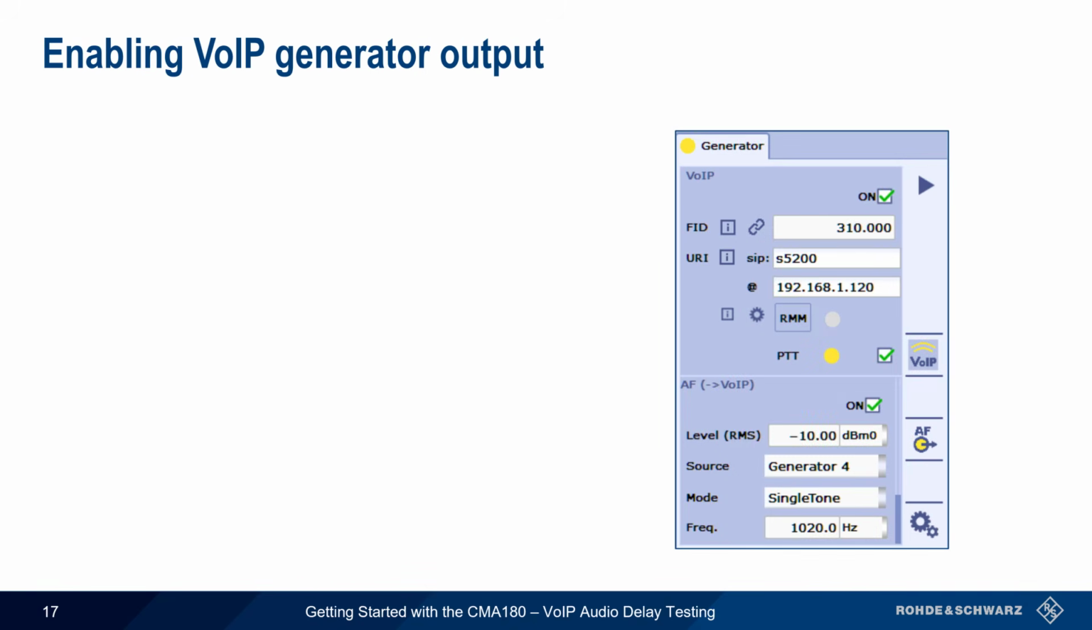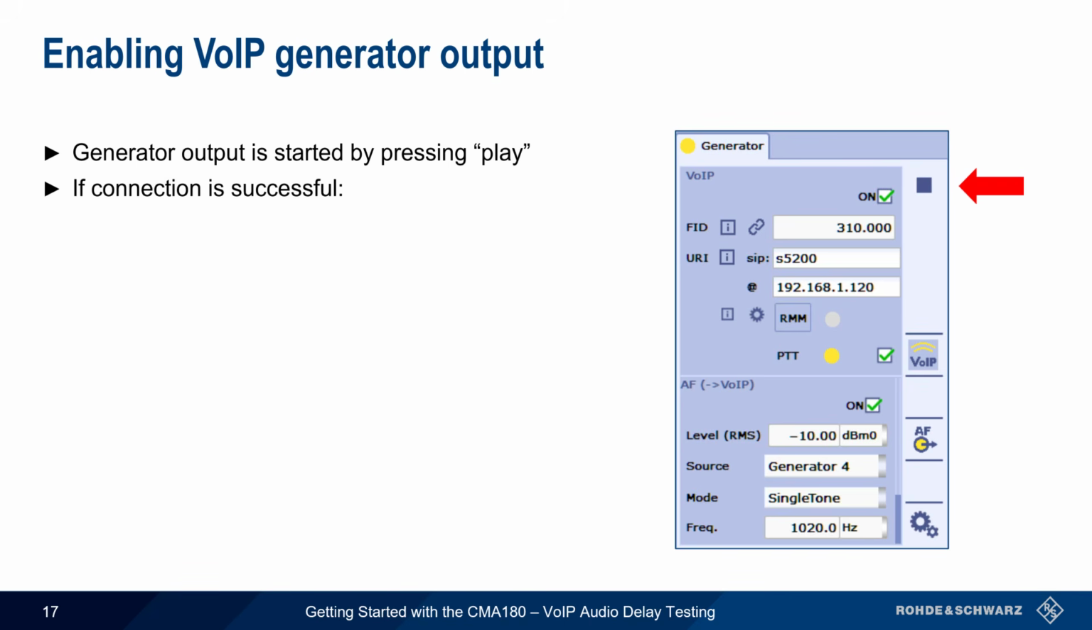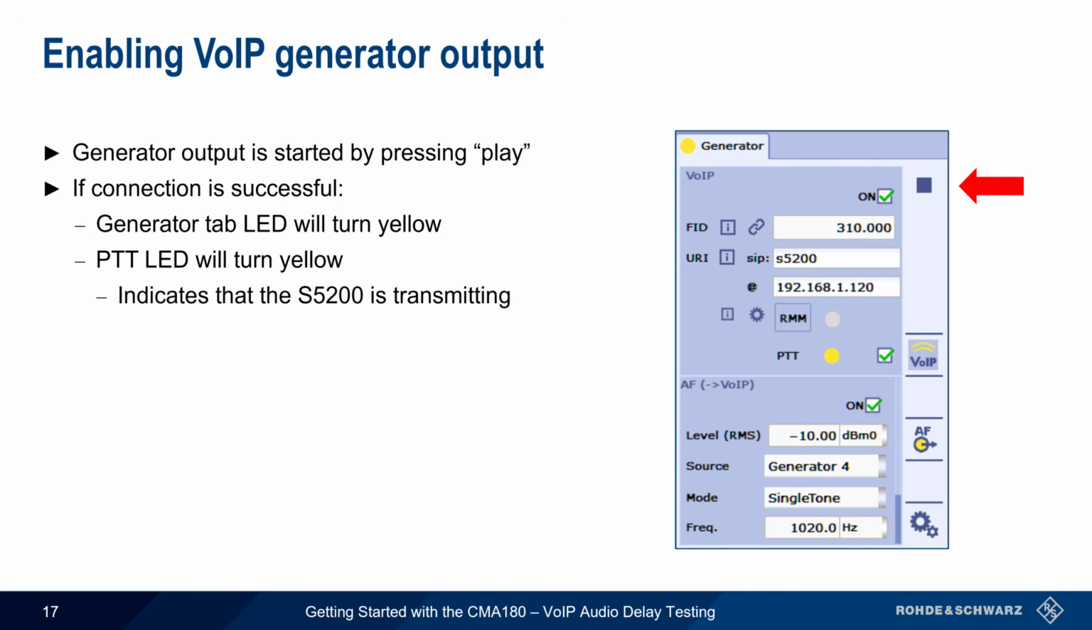Once these boxes have been checked, generator output is started by pressing the play button. If the connection is successful, the generator tab LED will turn yellow. The PTT, or push-to-talk, LED will also turn yellow, and this indicates that the S5200 is transmitting. The generator can be halted by pressing the stop icon.